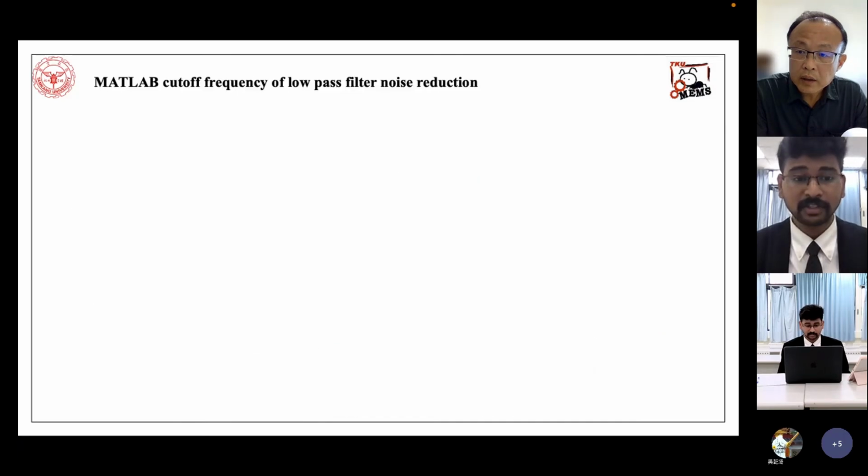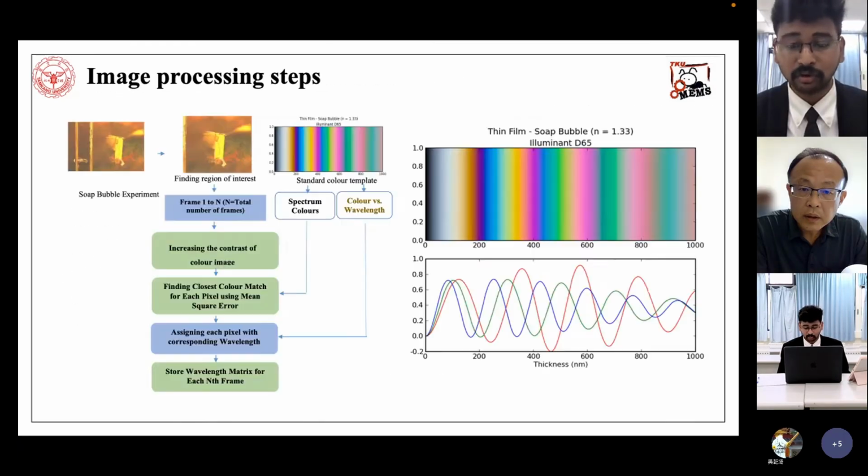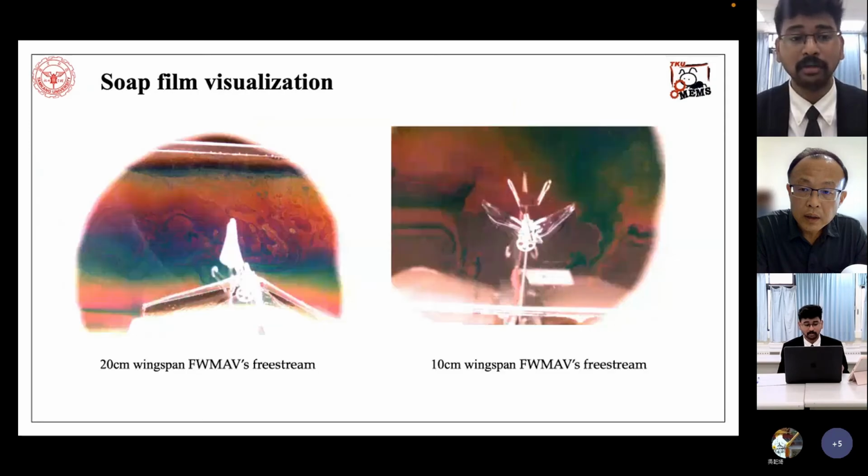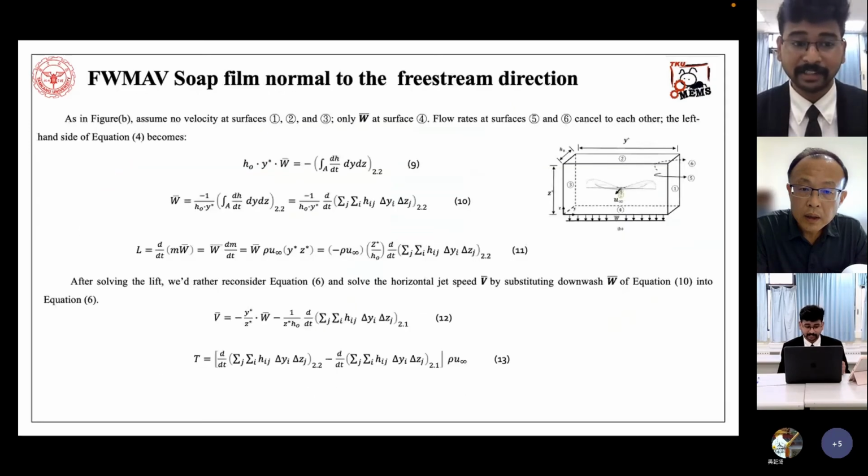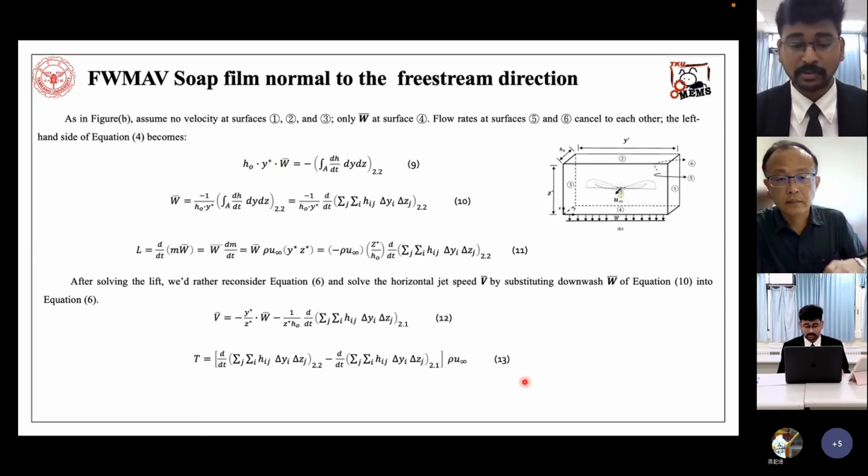Yes, the surface tension we have taken as H0, which is the thickness of my soap bubble. So that plays a very vital role, where you can see this Hij. So this is the thickness of my soap bubble. So this will make a more important relation with the lift and thrust values.